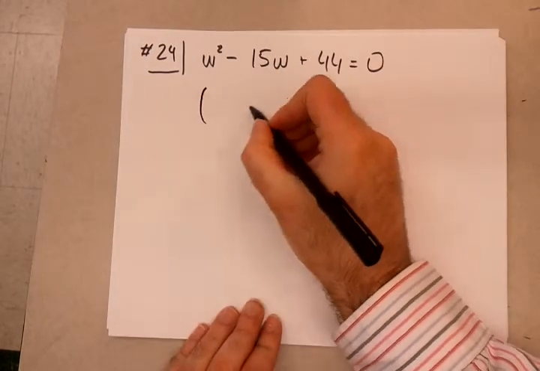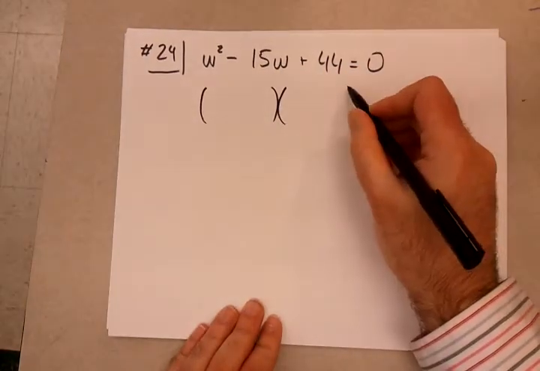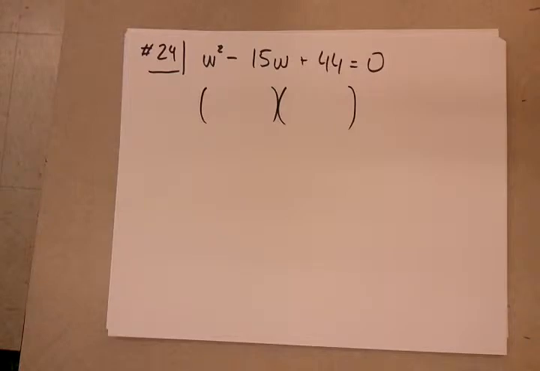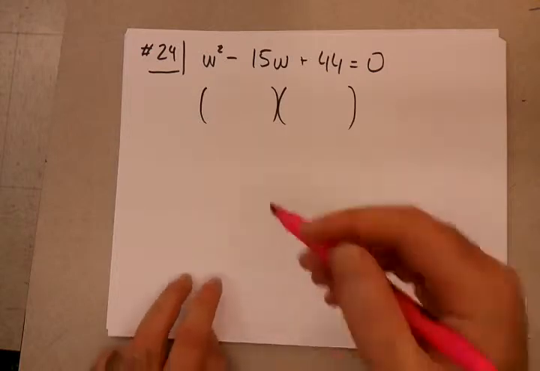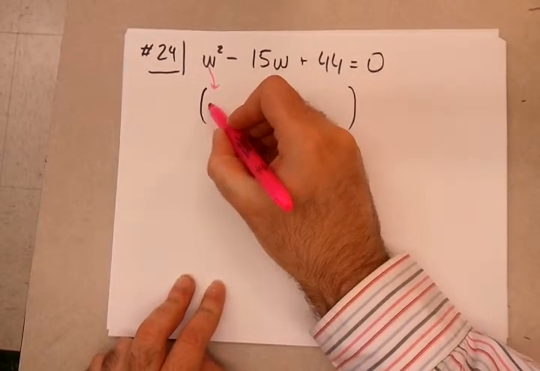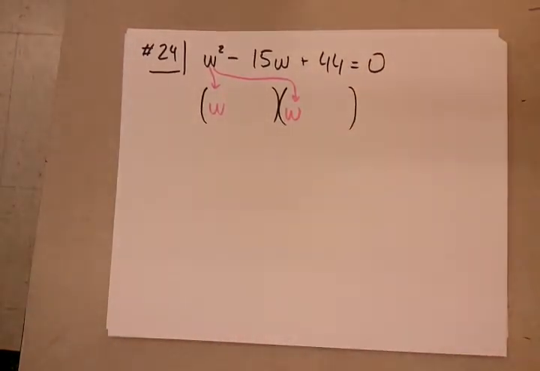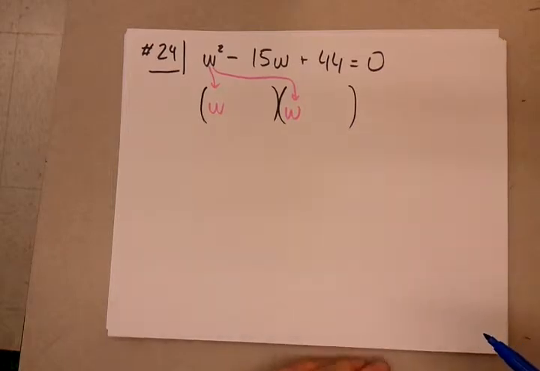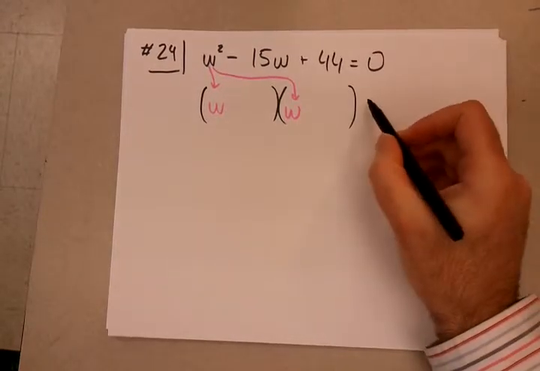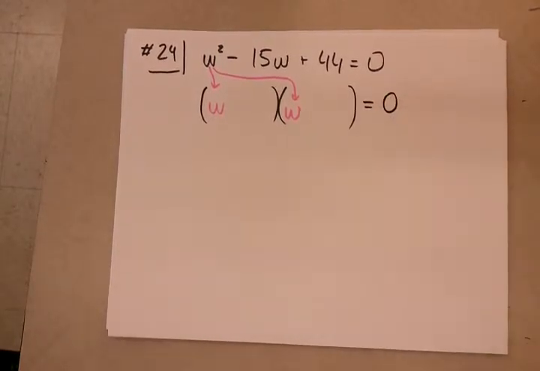So let's go ahead and put up our two parentheses, because that's what we do when we factor a trinomial. Then we'll look at the first term, the w squared, and what two terms can multiply to give us a w squared. More than likely it's going to be a w times a w. Alright, perfect. So we got our first term out. And it still equals 0. Can't forget that. It's no longer an expression, it's an equation now.